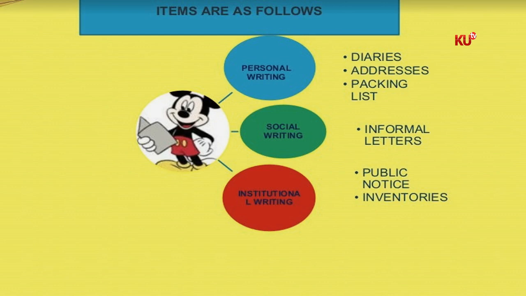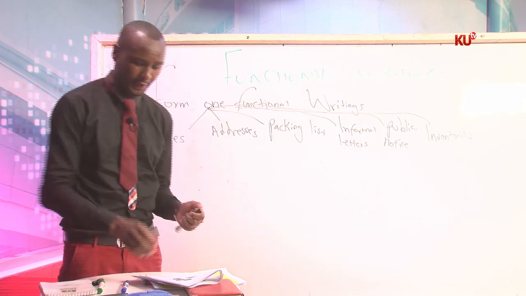You have public notice. And finally, inventories. So if you are out there, you are a Form 1 student, these are the items from term 1 up to term 3. These are the items you should cover in the syllabus. So we will discuss them in detail after we highlight the other classes.